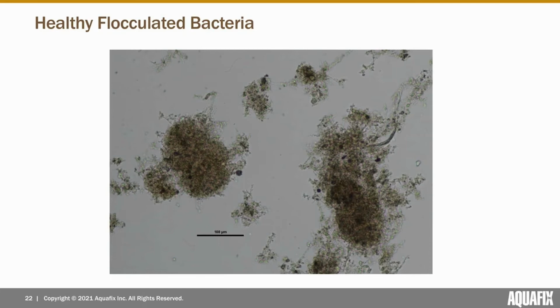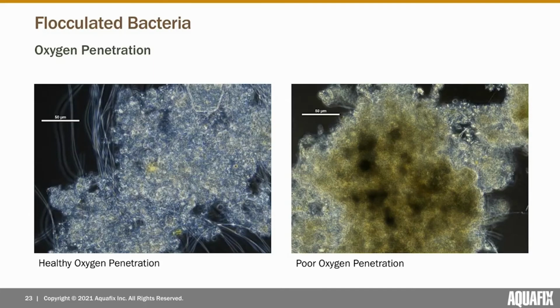So, after looking at the size and shape of floc, we further analyze how well oxygen is penetrating into floc, as well as the strength of floc structures. We're able to analyze how well oxygen is penetrating floc by looking at their color using phase contrast. When floc are white or tan, like in the photo on the left, it's an indication that there are healthy levels of oxygen penetration occurring. However, if floc appear dark brown or black, like on the right, it's going to be an indication of poor oxygen penetration, and therefore septic regions are being created within the floc.